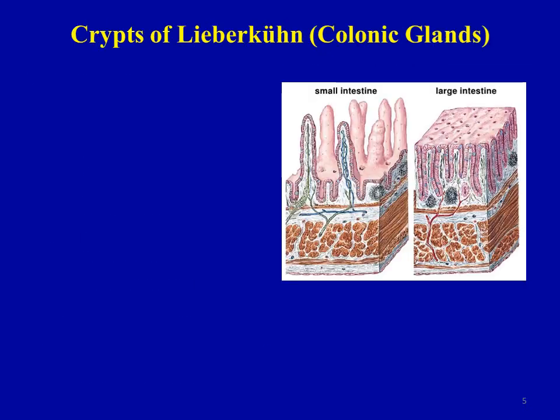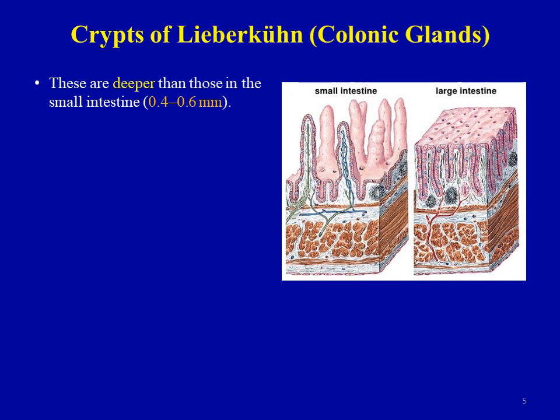Here in this illustration, as you can see, we have a piece of the small intestine wall and a portion of the large intestinal wall. You can see the difference in mucosa, where we can see in the small intestine the presence of villi and the shallow or short crypts of Lieberkühn. In the large intestine we have deeper colonic glands or crypts of Lieberkühn, and there are no villi on the surface mucosa. So the crypts of Lieberkühn, or the colonic glands, are deeper than those in the small intestine.